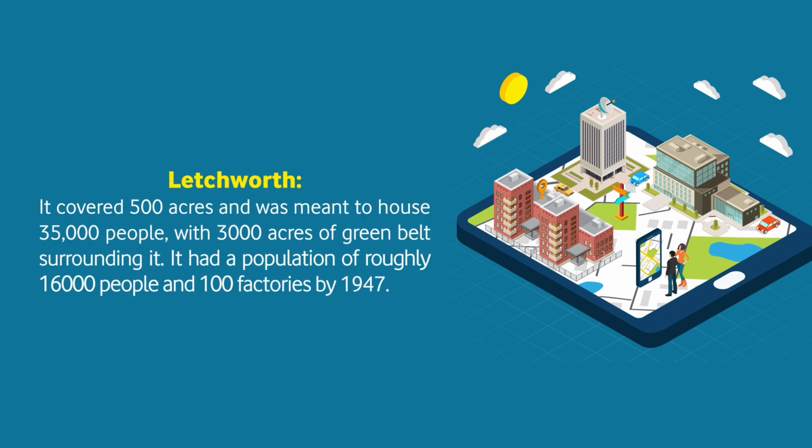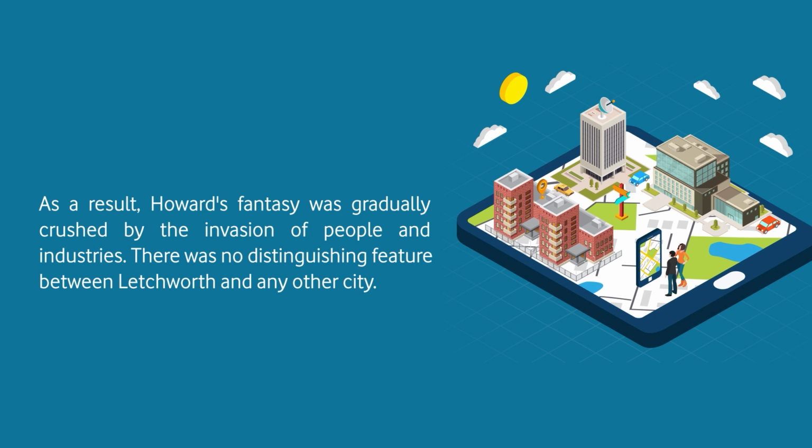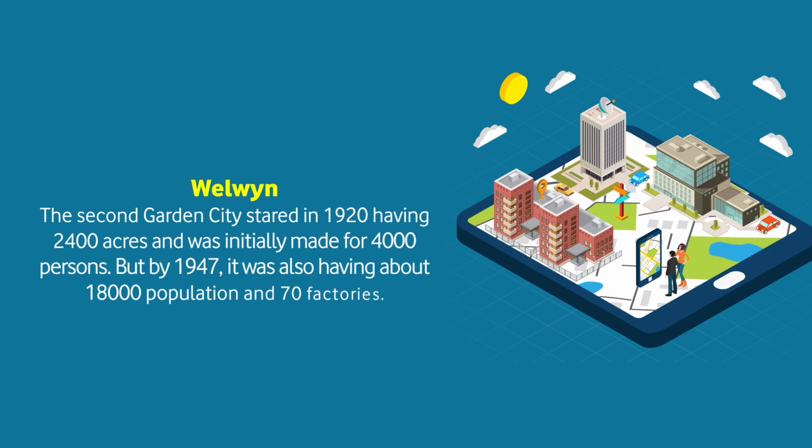This was Letchworth city, which first came in 500 acres and was meant to house 35,000 people with 3,000 acres of green belt surrounding it. It had a population of roughly 16,000 people and 100 factories by 1947. As a result, Howard's fantasy was gradually crushed by the invasion of people and industries. There was no distinguishing feature between Letchworth and any other city. Further development was there and Welwyn made a new city.